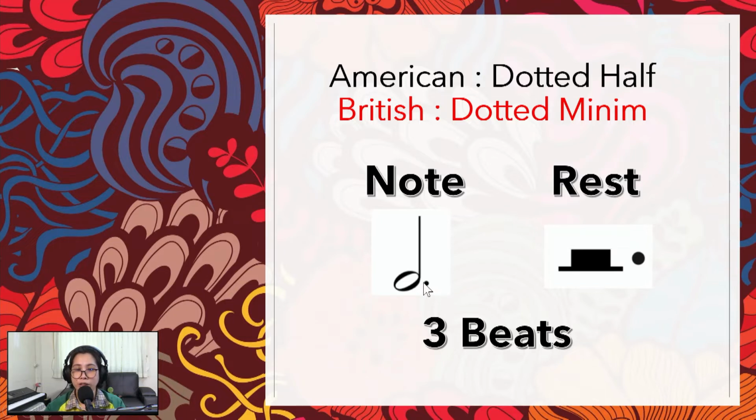So whenever you see this note, you have to play this one for 3 beats, or you have to rest for 3 beats as well. And in British, they call it dotted minim. So you call this dotted minim note, dotted minim rest. You understand? Next, moving on.